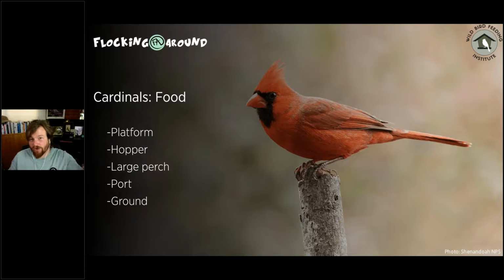And again, these are larger birds, so large perches are going to be best, whether it's a platform feeder or a hopper feeder that has an ample perch area. If you're going to use a tube one with ports, make sure it's got big perches for them to sit on, because they're going to want that space. And again, ground feeders also work for these birds.